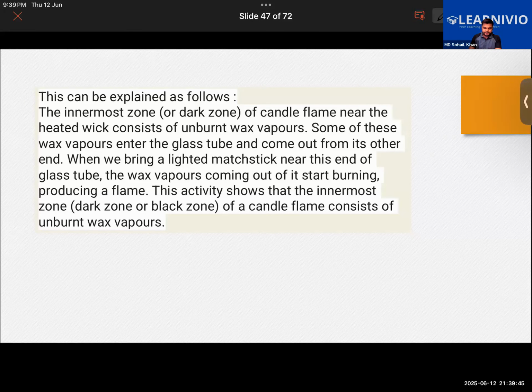This can be explained as follows. The innermost zone or dark zone of a candle flame near the heated wick consists of unburned wax vapors. Some of these wax vapors enter the glass tube and come out from its other end. When we bring a lighted matchstick near this end of the glass tube, the wax vapors coming out of it start burning, producing a flame. This activity shows that the innermost zone, dark zone, or black zone of a candle flame consists of unburned wax vapors.